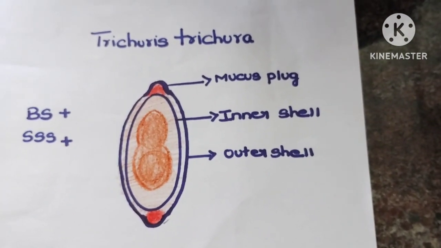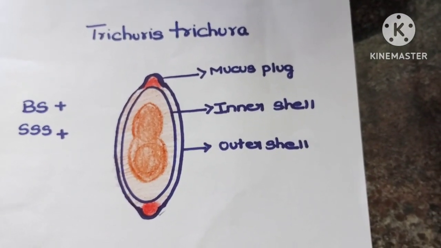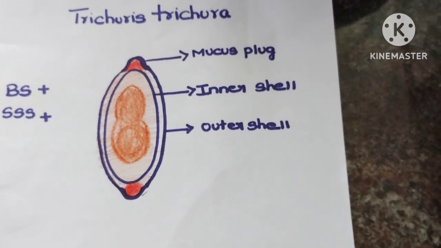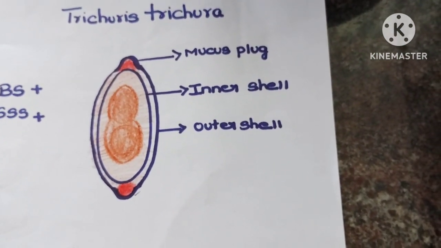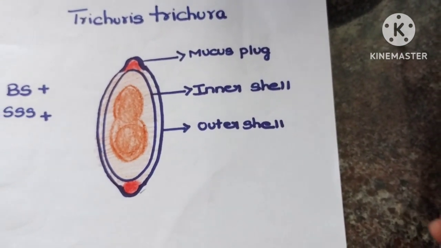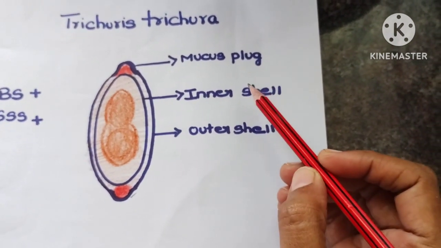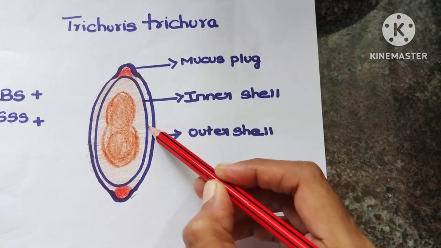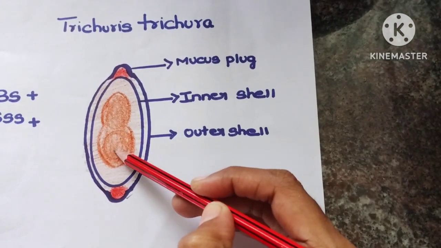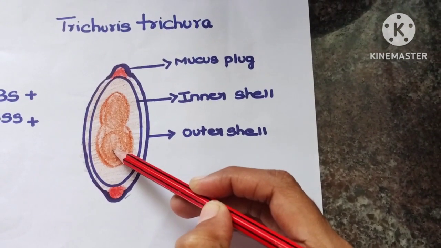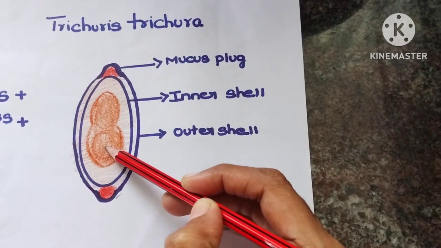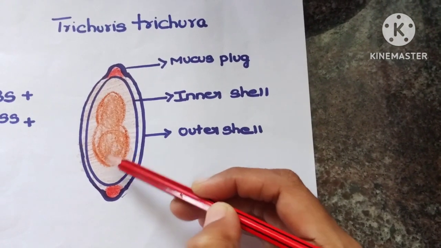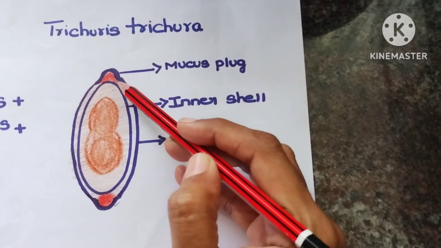So in this video we'll discuss how to differentiate the parasite eggs. First, Trichuris trichiura. Remember it will have an outer shell and inner shell, and there will be an embryo or the ovum. The main important feature is it will have a mucus plug at both the ends.